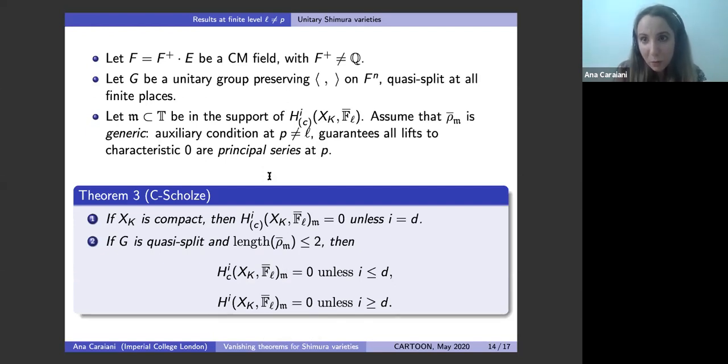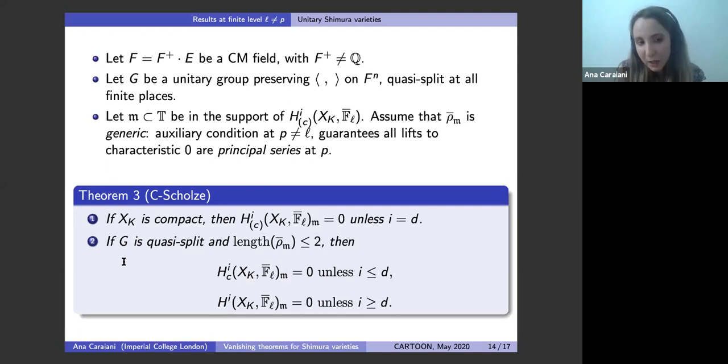This is joint work with Peter Scholze. It's 2 papers. So the first one treats the compact case. And in that case, it doesn't matter whether it's usual or compactly supported cohomology: localized at an M that satisfies this genericity condition, you can show that cohomology vanishes outside the middle degree.